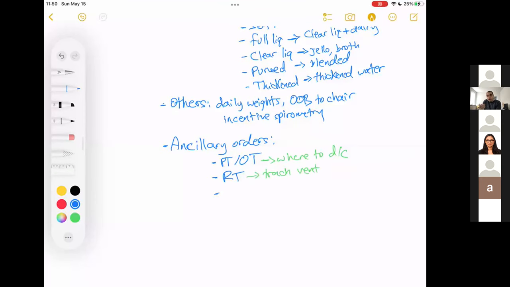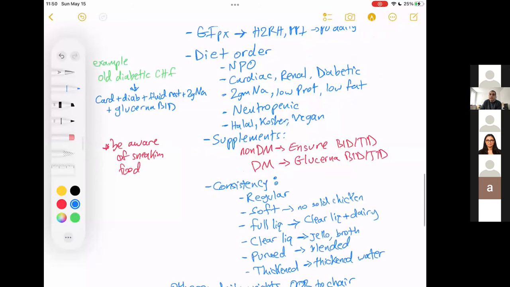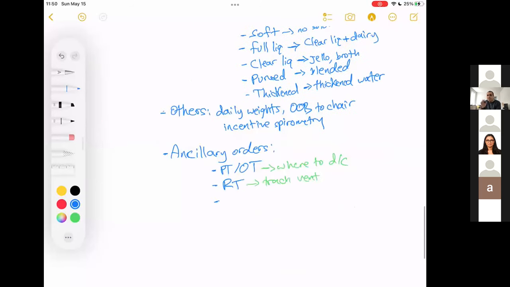If you think the diet order is too complicated, for example somebody shows up with a very restrictive diet, or you don't know exactly what to do, or they're cachectic, or you feel like you're not the one who should be ordering that, then you place a dietitian order, or a nutritionist order.